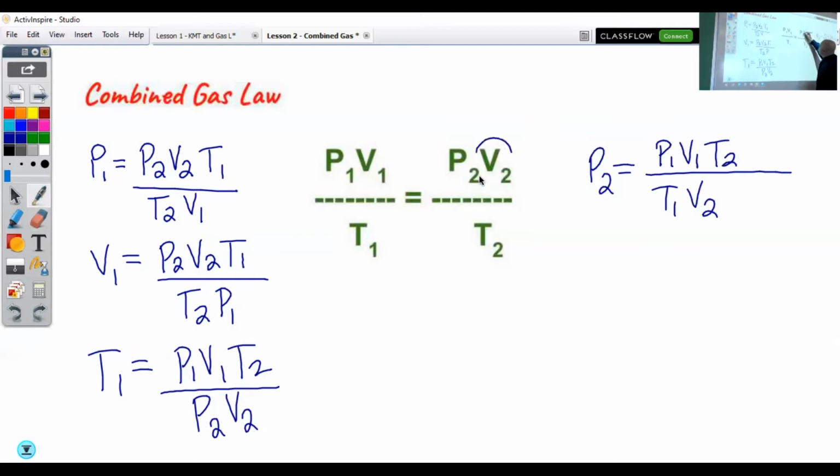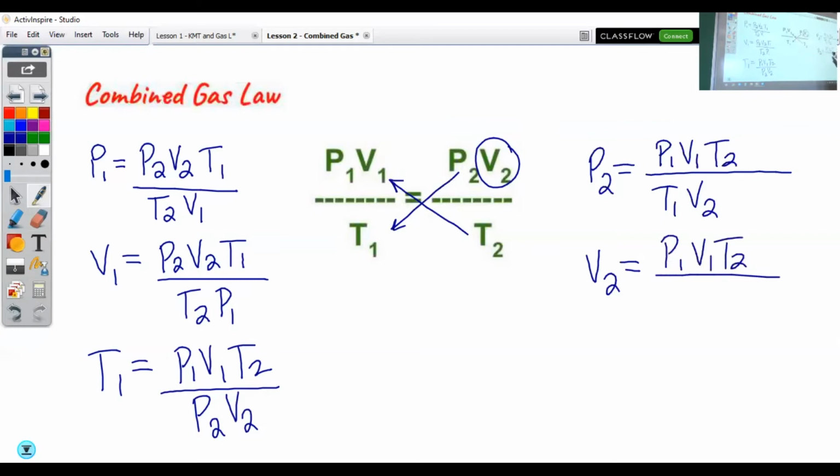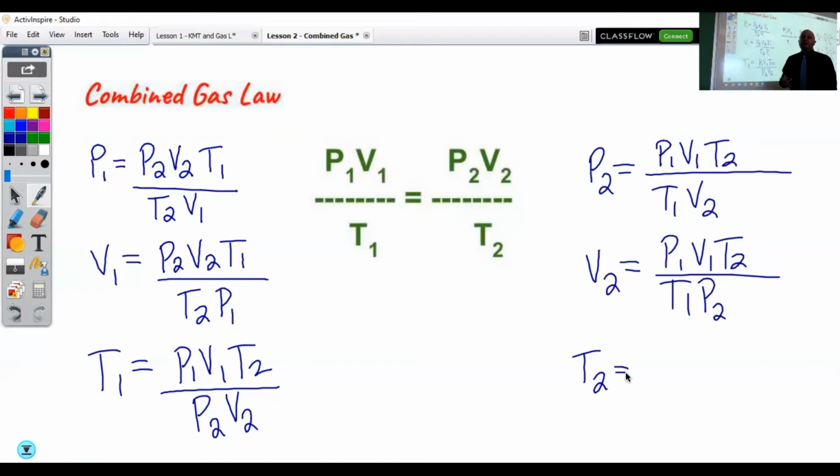If we're solving for volume 2, it's going to be very similar. So we have volume 2 equals temperature 2 is going to go up, pressure 2 is going to come down. So we have pressure 1, volume 1, temperature 2 divided by temperature 1 times pressure 2. And finally, solving for temperature 2. So temperature 2 is currently on the bottom. So we need to move it diagonally to the top.